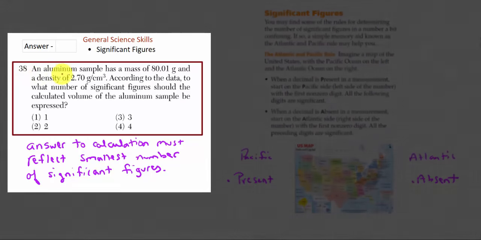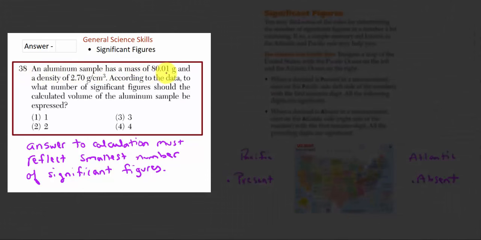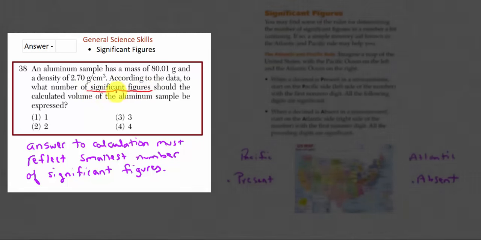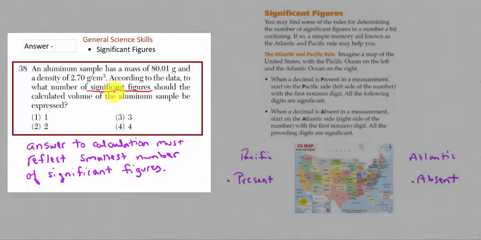Question 38. An aluminum sample has a mass of 80.01 grams and a density of 2.70 grams per cubic centimeter. According to the data, to what number of significant figures should the calculated volume of the aluminum sample be expressed? Here we're not as much concerned about the science of what's going on as we are about the technique for calculating. We're asked to consider the number of significant figures.